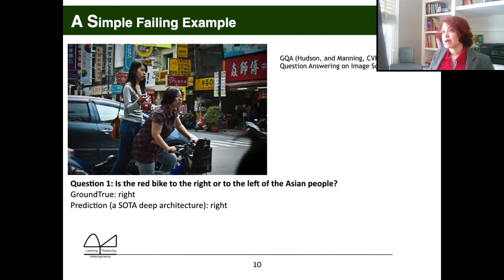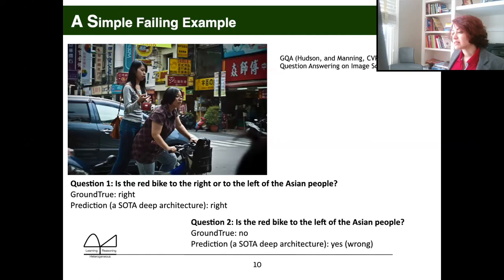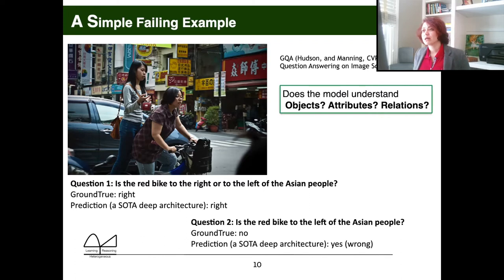So this is really interesting. The model understands the bike, the left, the right. But then we ask another question: is the red bike to the left of the Asian people? It seems this should be easier to answer. It's just a yes-no question. And the same model says no. So this is worrying. Does the model really understand objects, attributes, and relations?